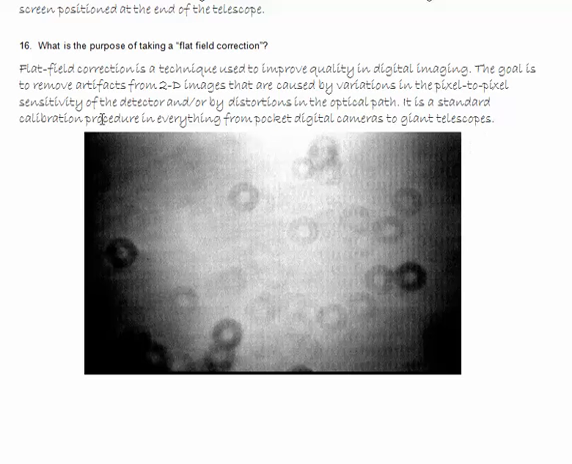The goal is to remove artifacts from two-dimensional images that are caused by variations in pixel-to-pixel sensitivity of the detector, and we're talking about distortions in the optical path. That's the dust grains that we're talking about here, and the so-called vignetting, which is the darkening of the outside edge and the lighter part in the middle here. It's a standard calibration procedure in everything from pocket digital cameras to giant telescopes.